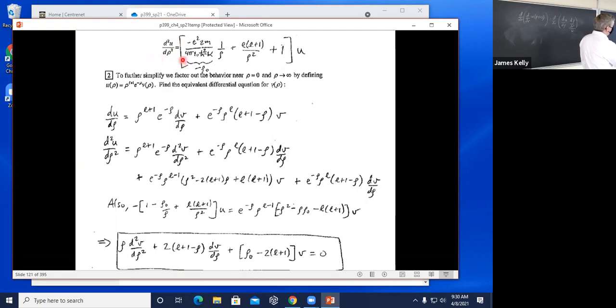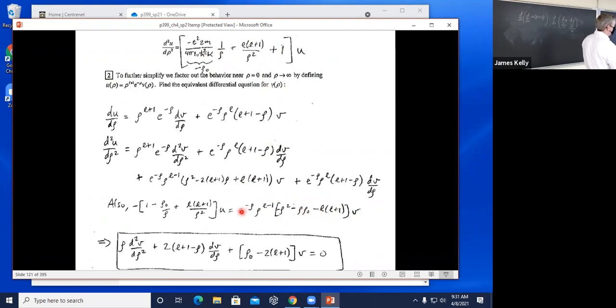And then the only thing that's left to do is to work on the right-hand side. Well, of course, u, I can just substitute as rho to the L plus 1 e to the minus rho times v of rho over there. And when I do that, I've got powers of rho in u, and I've also got powers of rho inside this piece here.